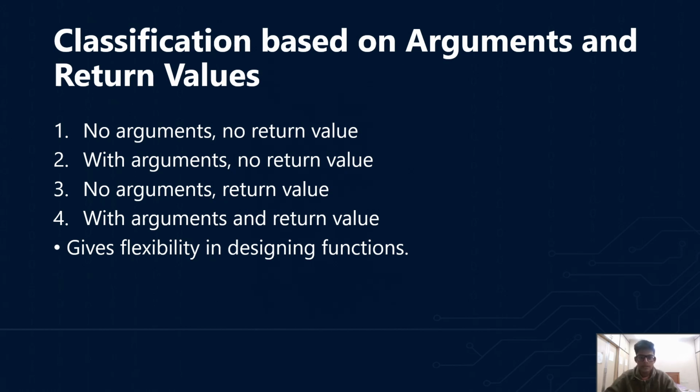Then, functions with no arguments but with a return value. These are functions that read and return a user's input. Last, functions with arguments and a return value. Examples include a function that takes two numbers and returns their product. This flexibility allows us to design functions exactly as we need them for a specific task.